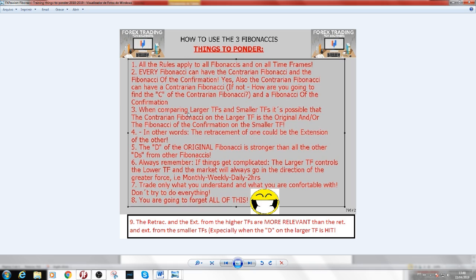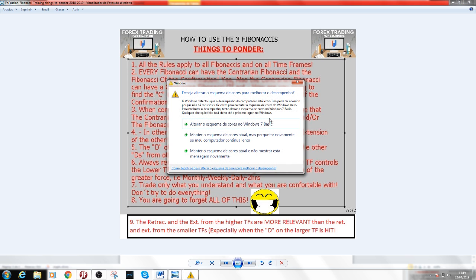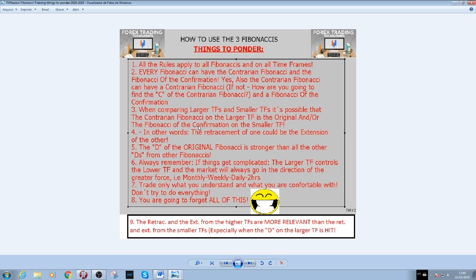Number 3, when comparing larger time frames and smaller time frames, and this is what we are going to talk about today, it's possible that the contrarian Fibonacci on the larger time frame is the original and or the Fibonacci of the confirmation on the smaller time frame. I'm going to repeat again. When comparing a daily chart to the 1 hour chart, it's possible that we have an original Fibonacci in an uptrend, but we are going to have our original Fibonacci on the 1 hour chart in a downtrend. Can you imagine in your mind we have an original Fibonacci on the uptrend?